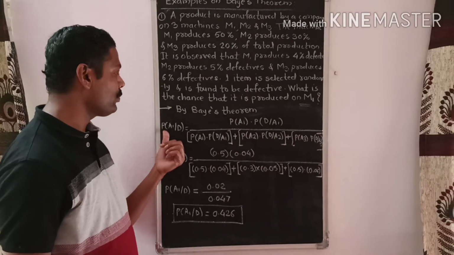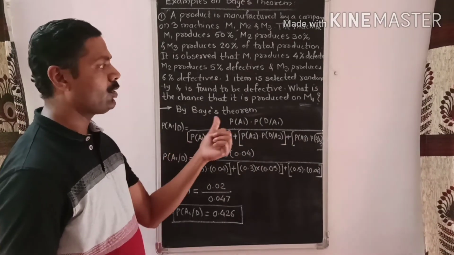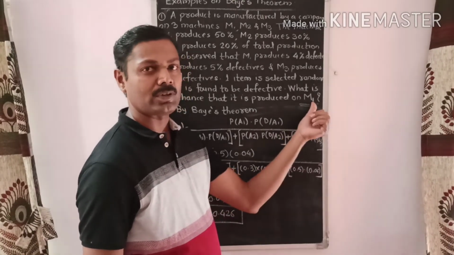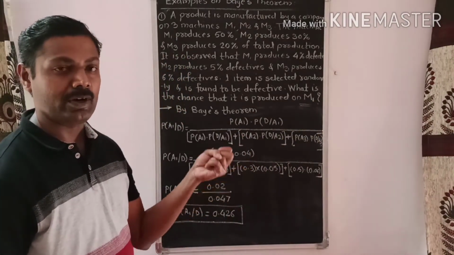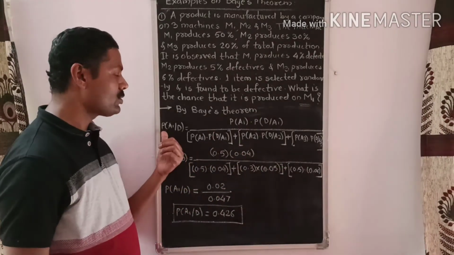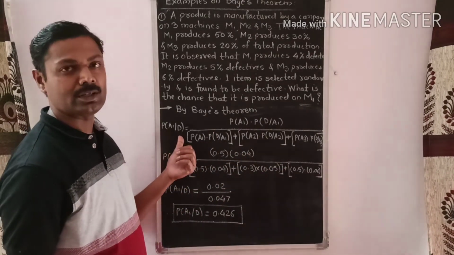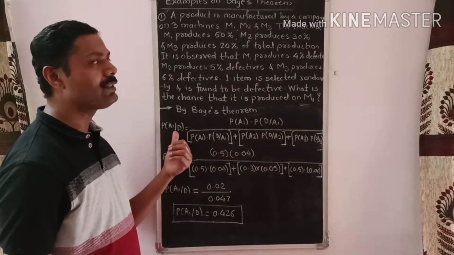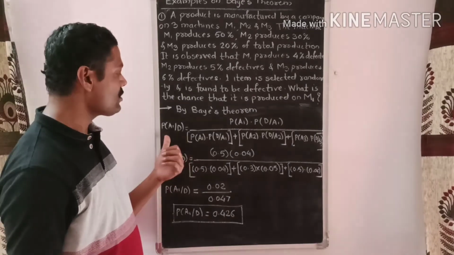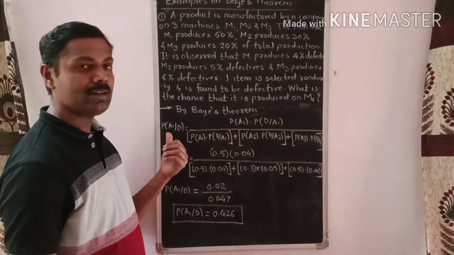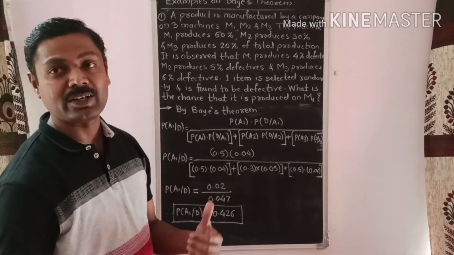Why are we using P of A1 upon D? Because we have to find that the product is produced on machine M1. Suppose we have to find the product produced on machine M2, then use P of A2 upon D. If it is produced on machine M3, use P of A3 upon D. Just replace A1, A2 and A3 according to the requirement.